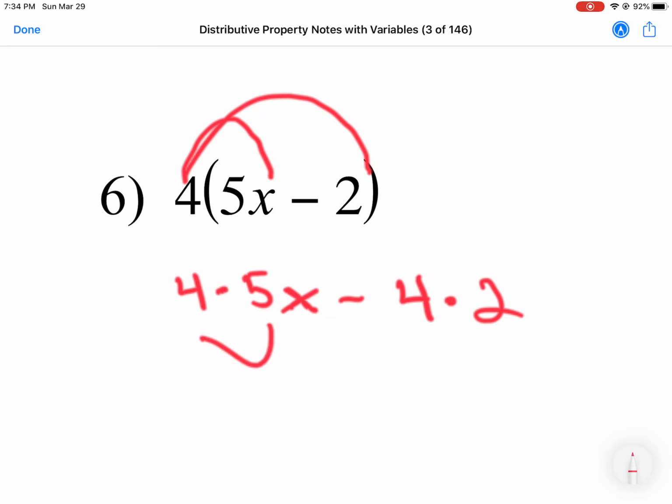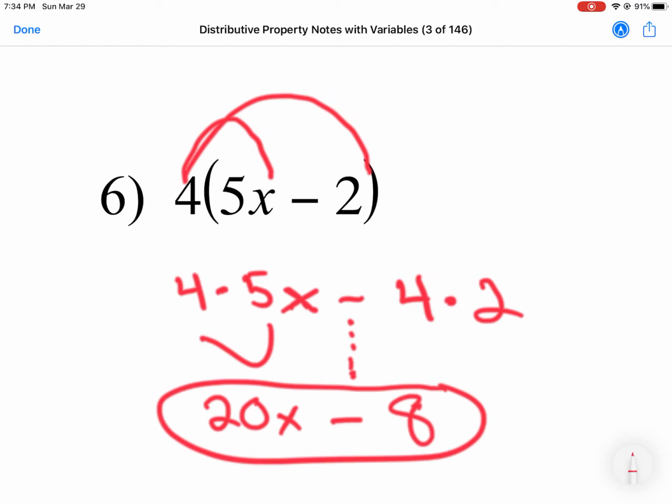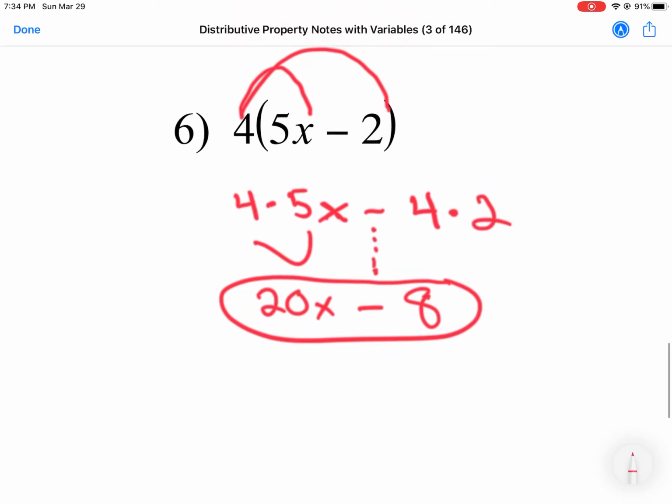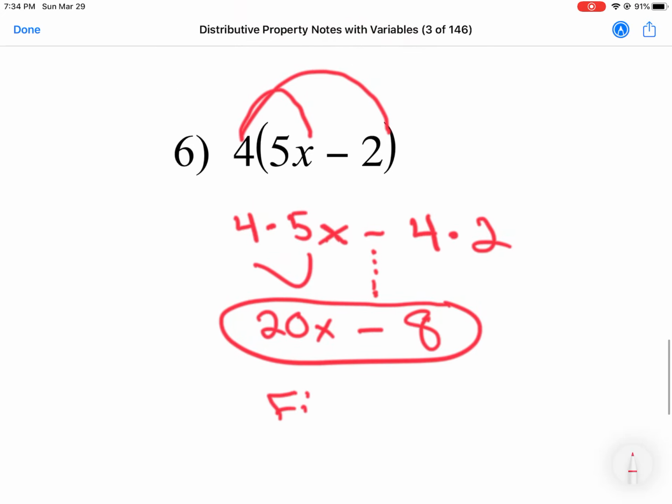So, let's see what we got here. 4 times 5x. Well, 4 times 5 is 20. Bring down my x, I get 20x. Bring down my minus sign, don't forget it. So 20x minus 4 times 2 is 8. So, in this case, I have 20x minus 8, and that is my final answer. Why? Because in 20x minus 8, the 8 does not have an x, so you cannot simplify this. It's like saying that if I have 5 dogs and 2 cats, I have 7 dogs. It's like, no. You can't combine dogs and cats and add them. So that's my final answer.